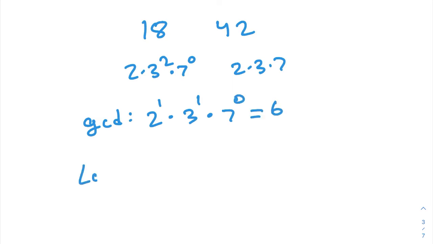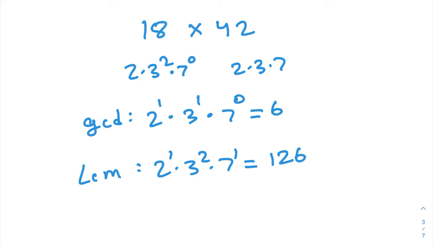And now for LCM, you do the exact opposite and you find the greatest of them. So 2 to the power of 1 times 3 squared times 7 to the power of 1. And this is just equal to 126. And one cool thing, if you take the LCM and GCD of two numbers, the product of the two numbers is actually equal to the product of the GCD and LCM. So 6 times 126. And if you check this, it all checks out.